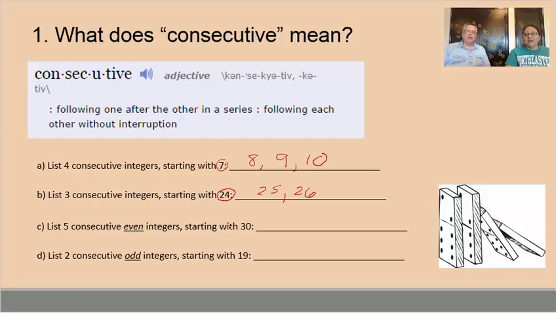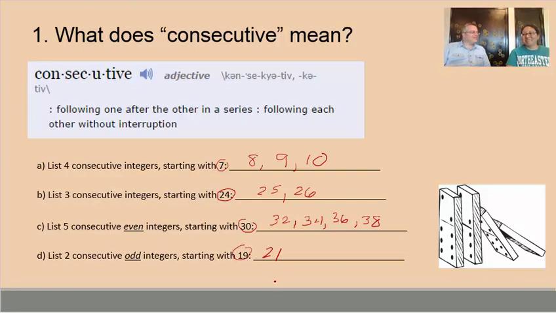Now we're moving on to even integers. List 5 consecutive even integers starting with 30. So you have 30, 32, 34, 36, and 38. Very good. In these problems, you've got to watch whether they're saying consecutive integers, consecutive even integers, or consecutive odd integers. Like our next example, listing 2 consecutive odd integers starting with 19. So we have 19 and 21.